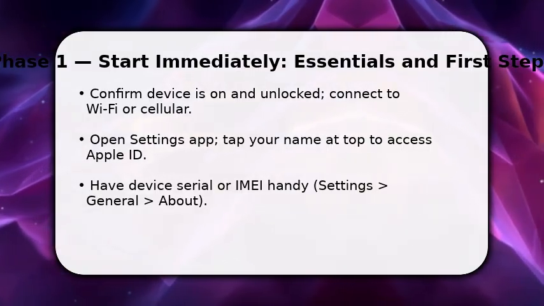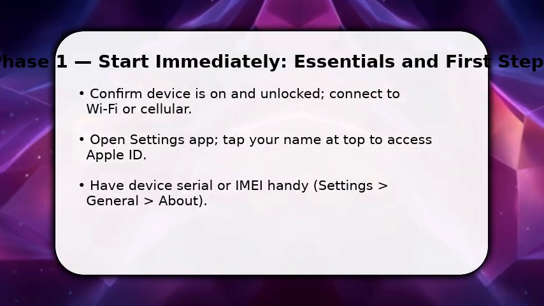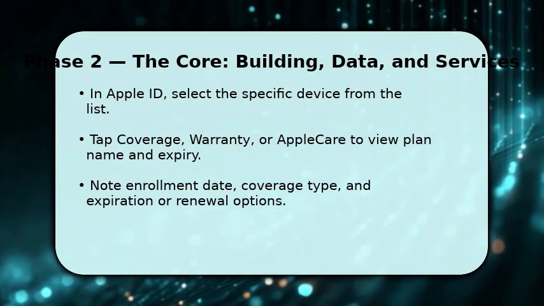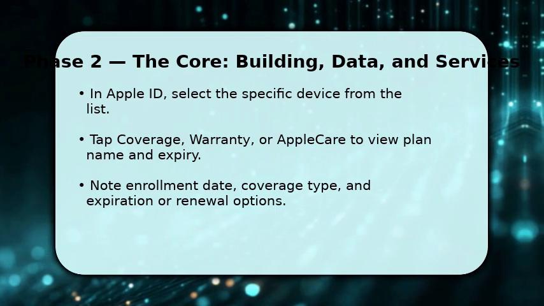Make sure to note the serial number shown in Settings, General, About, so you can confirm the exact device if needed later. Next, select the device you're checking from the devices list under your Apple ID. This directs the phone to the device-specific record.